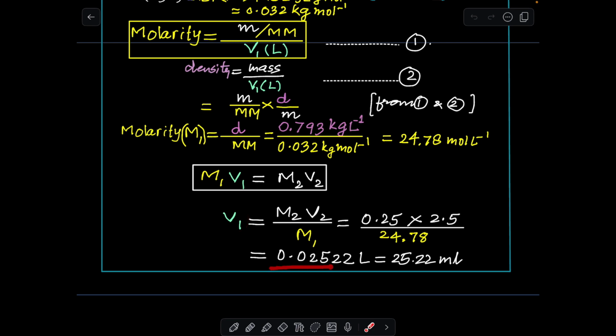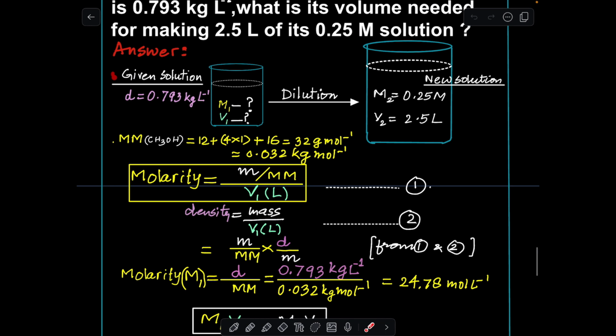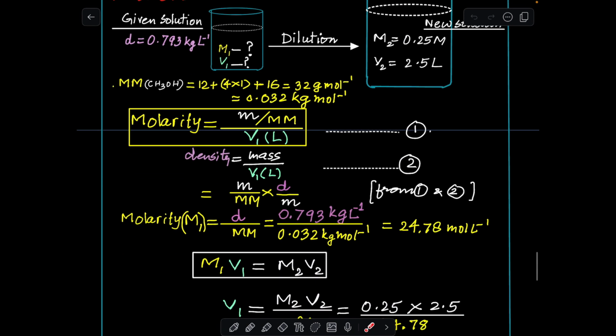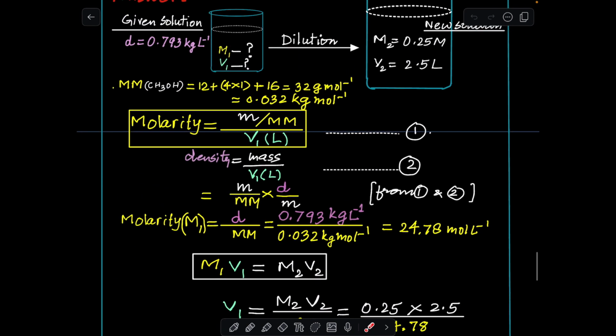0.02522 liters or 25.22 ml. So 25.22 ml of the first solution will have the same number of moles of methanol as are there in 2.5 liters of the new solution. This is the law of conservation of mass. So from here we will take your 25.22 ml and dilute it with a solvent, and then we will get the new solution.